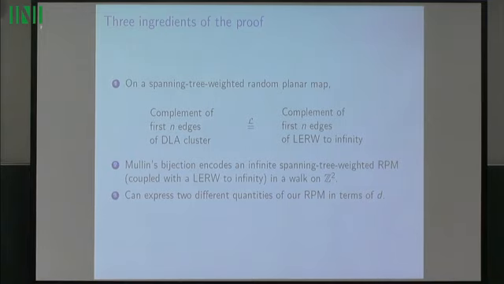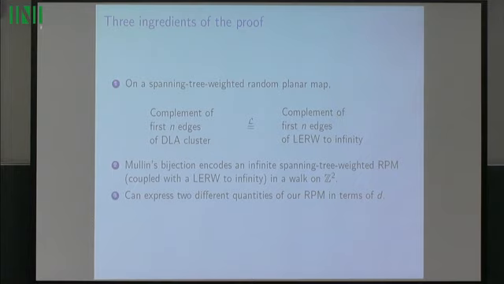So this is something Jason described last week, and Guillaume mentioned in his talk, and others, and so I'll just say quickly what Mullin's bijection is, and in particular I'll point out how Mullin's bijection not only encodes my random planar map in terms of a walk on Z2, but also encodes a suitably coupled loop erased random walk to infinity in this walk on Z2 in a manner that I'll describe.